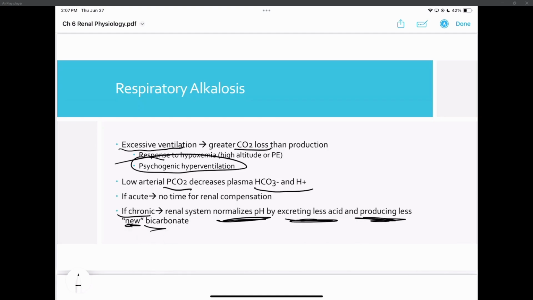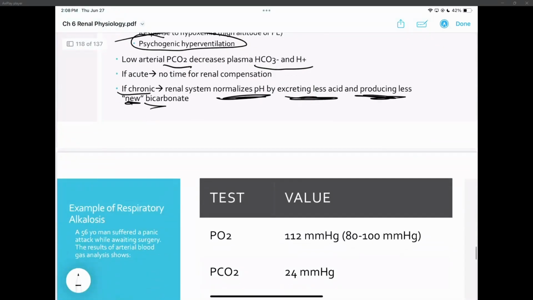We're already alkalotic. So let's bring more hydrogens back into the blood to offset the alkalotic environment. And let's stop making new bicarb by the kidneys to allow more acidity to offset the pH. So those are ways we can compensate with respiratory alkalosis.